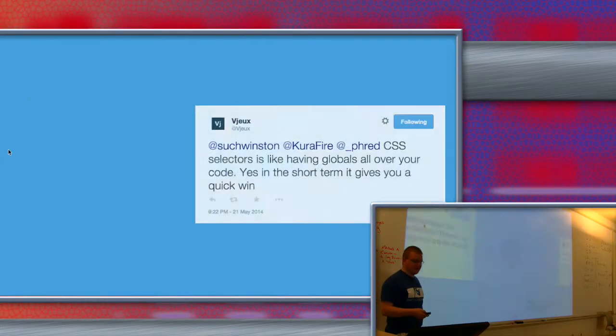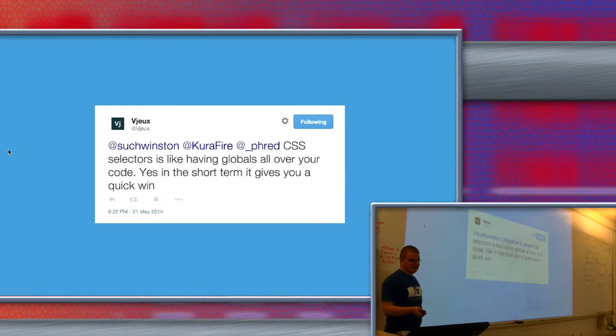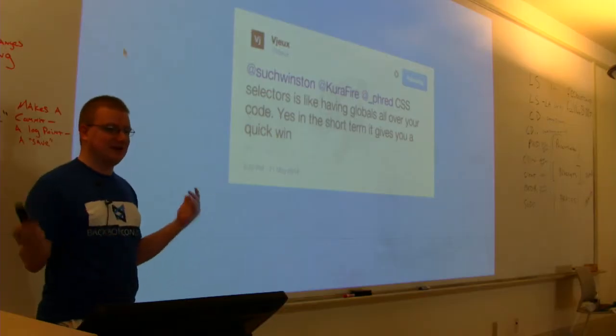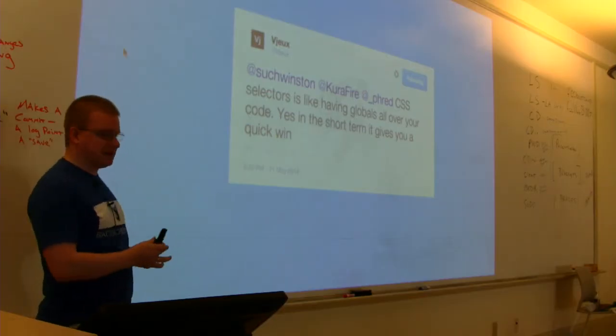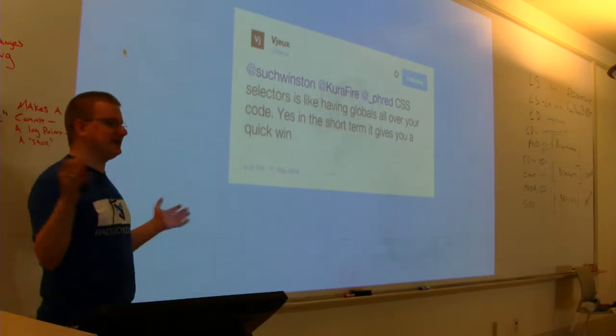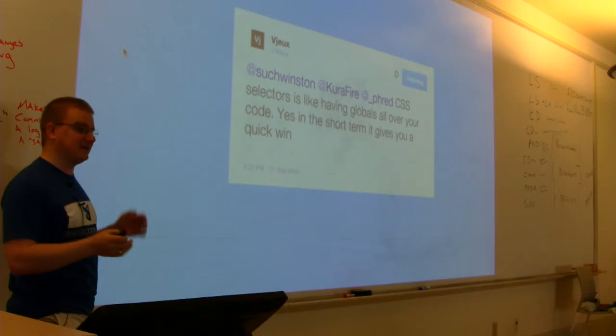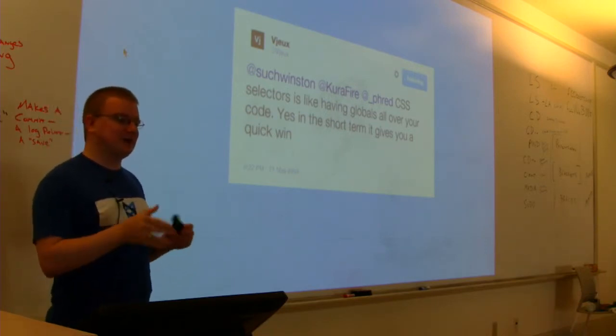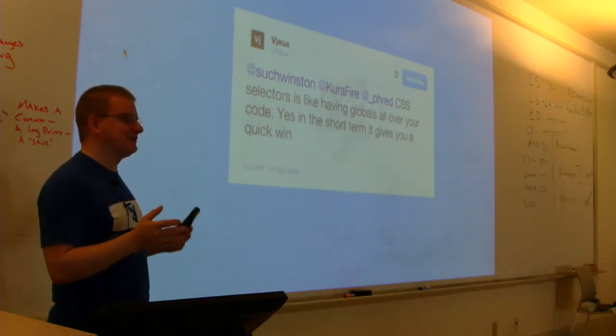And kind of a follow-up there, CSS selectors are like having globals all over your code. Yes, in the short term, it gives you a quick win, right? And we know this when we're learning JavaScript. I think when we first start writing JavaScript, we write globals everywhere. We just put everything in the global namespace, and we get the quick win from that. It's easy, right? We can access anything from anywhere. Cool. We can modify anything. We really very quickly start to realize that that's not sustainable.